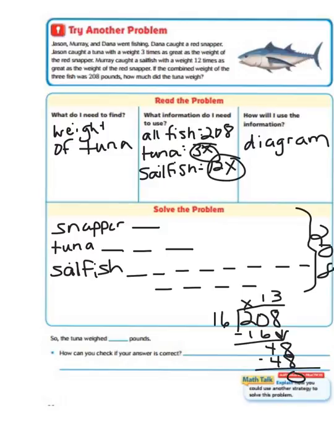So the tuna weighed, well, now we have to put our 13 in each box, because our snapper weighed 13 pounds. So 13 times 3. 3 times 3 is 9. 1 times 3 is 3. So the tuna itself weighed 39 pounds. Now, how can you check your answer? You can add the weights of the fish together. So if we put 13 in all of our boxes and added all these boxes together, it should equal the total weight of 208 pounds.